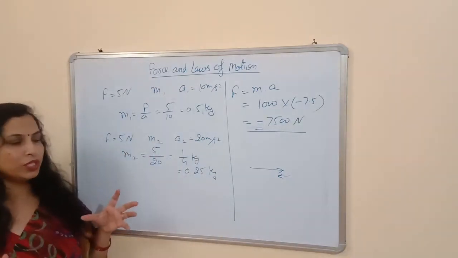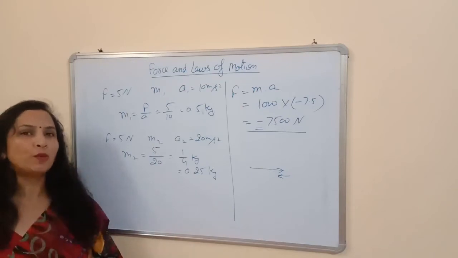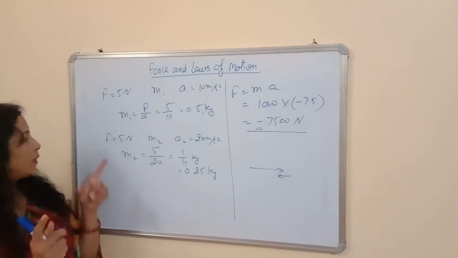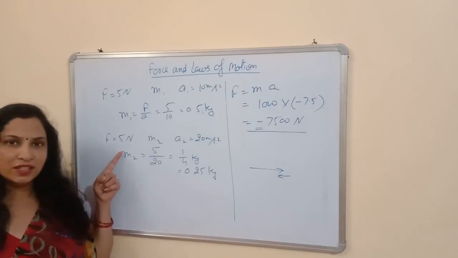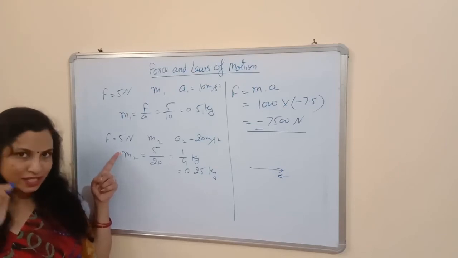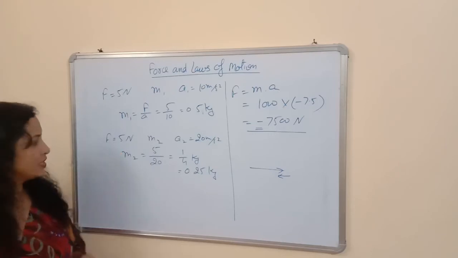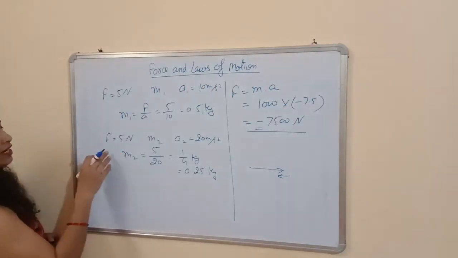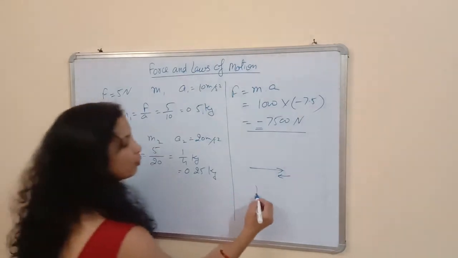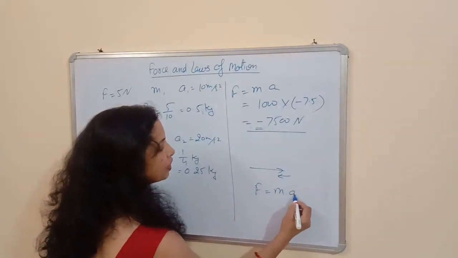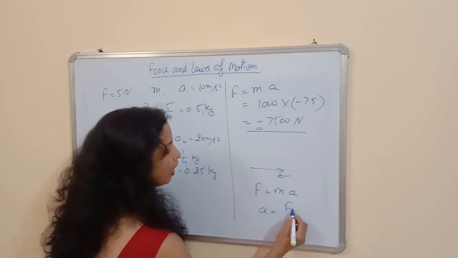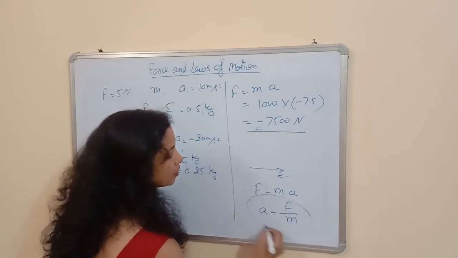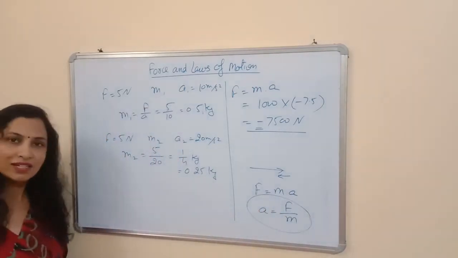So according to the question, if we tie both the objects together and we are applying the same force, that is 5 Newton, then you have to find how much acceleration will be produced here in this case. So first, for finding the acceleration, we know that the formula is F is equal to m into a. For finding the acceleration, we should know F as well as the m.